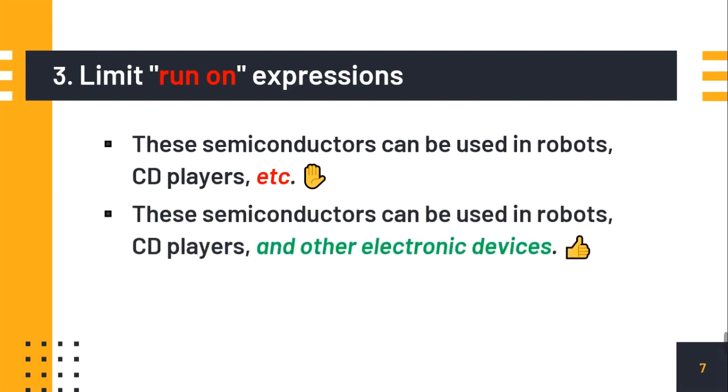It seems similar to the previous point, but there is some other explanation for this. And then let's see, these semiconductors can be used in robots, CD players, and other electronic devices. So rather than saying this kind of shortening, it will be much better to explain this. What etc. refers to, or what does it explain more. Then the second example gives you a better version by explaining this etc. Because semiconductors is a kind of electronic device, it will be better to say and other electronic devices.